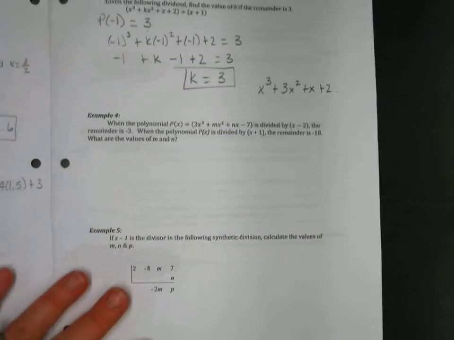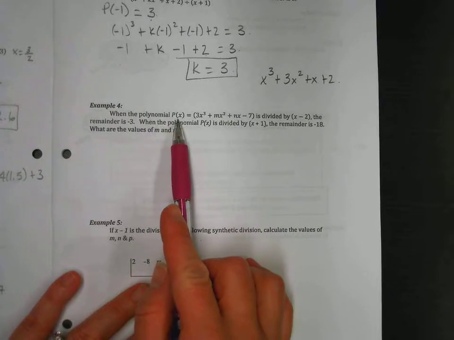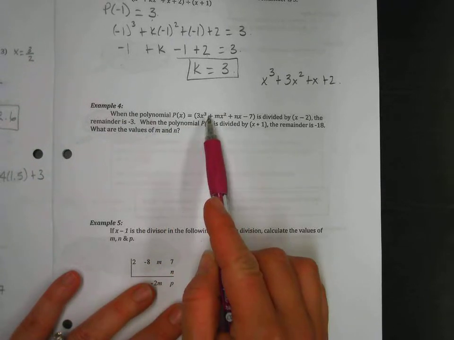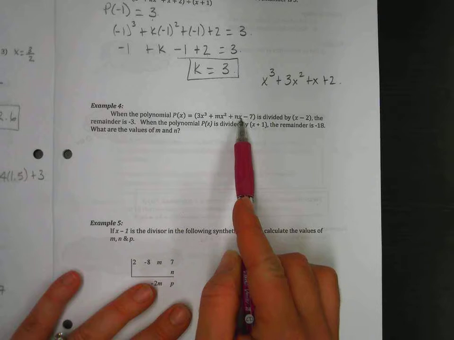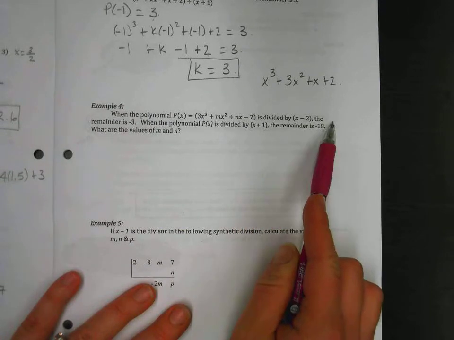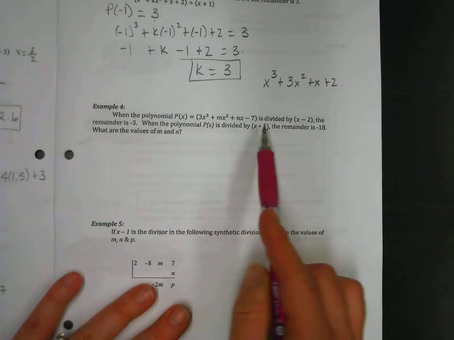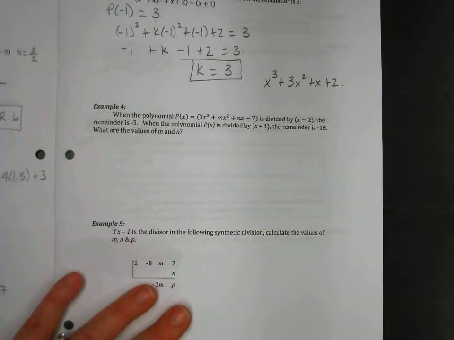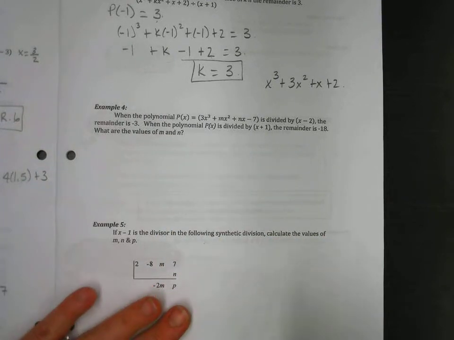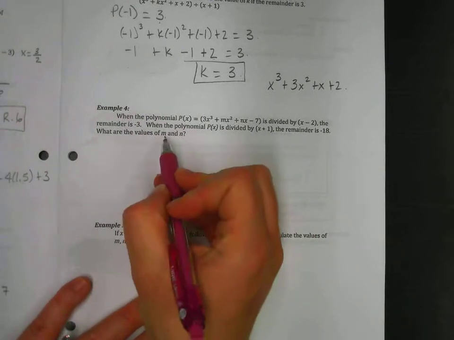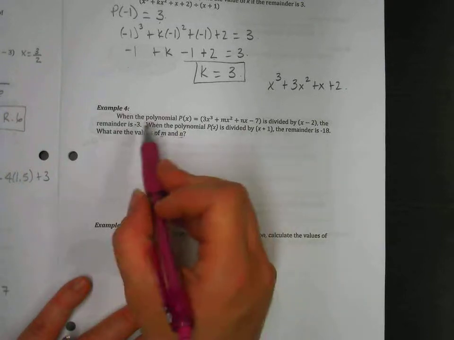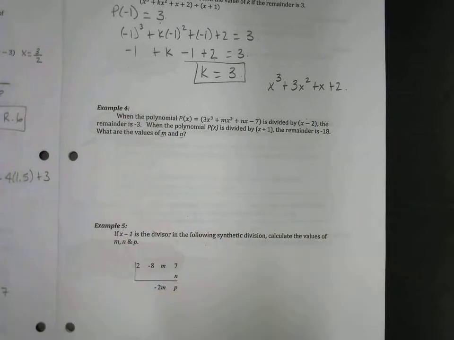Okay. When the polynomial p of x, which is 3x cubed plus mx squared plus nx minus 7, is divided by x minus 2, the remainder is negative 3. When the polynomial is divided by x plus 1, the remainder is negative 18. What are the values of m and n? So when you're asked to solve for two unknowns and you're given two pieces of information, this is my clue to say I need to set up a system of equations.